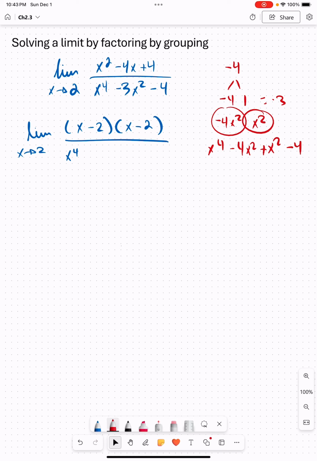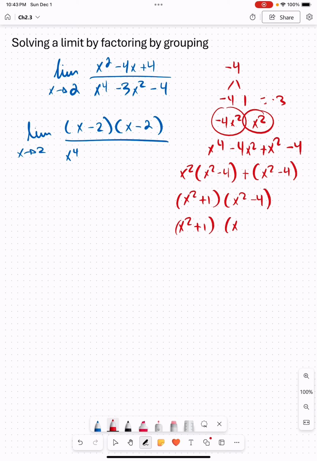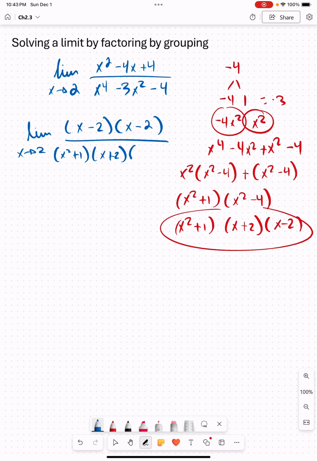We can factor out an x squared, and we're going to have x squared minus 4, and then plus x squared minus 4. So now that I have the two factors that are the same, I can write them down as x squared plus 1, and then x squared minus 4. And that is exactly what we're going to put down in the middle. But actually, right before that, we know that this can also be rewritten as x plus 2, x minus 2. So it's exactly what we're going to write down in the denominator here in blue. So we're going to have x squared plus 1, x plus 2, x minus 2.